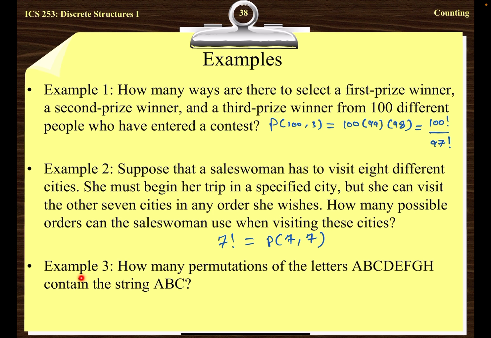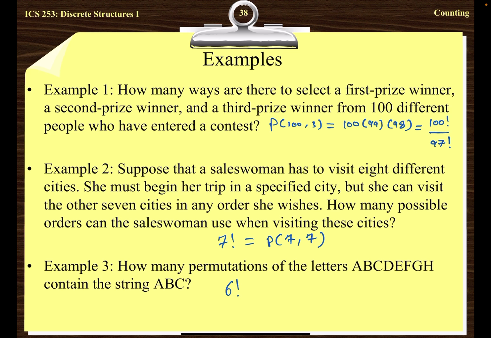So let's go now to example number 3. How many permutations of the letters A, B, C, D, E, F, G, H contain the string ABC? Go ahead. 6 factorial. Why 6 factorial? Well, you can count ABC as one letter, one big letter, right? And then you have the other 5, so 1, 2, 3, 4, 5, 6. So, why is r equal to 6? It is also 6.